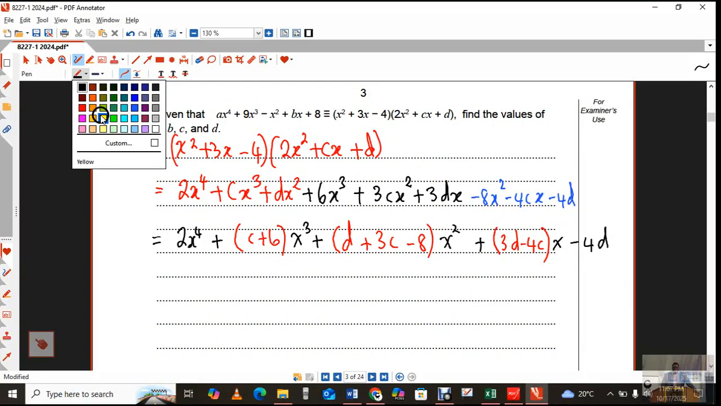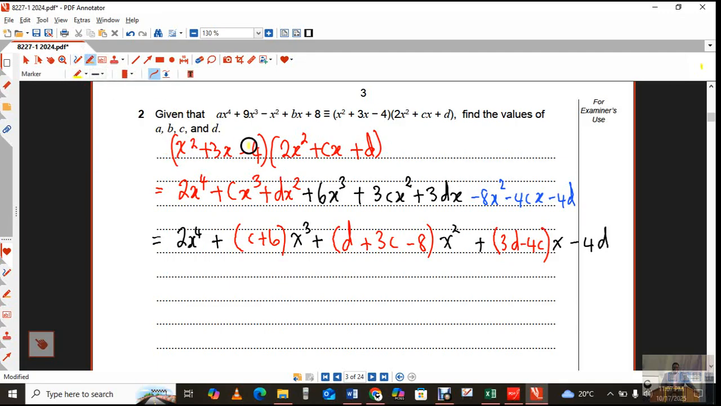So what we're going to do now is equate the coefficients. If I look at the a and 2, that implies that a is equal to 2. Then if I look at the c plus 6, this is going to equal, very easily you can see, 9. So that equals 9.